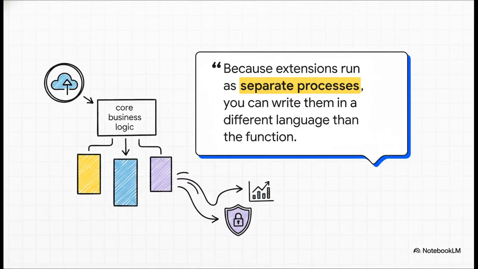And this quote from the AWS docs just perfectly sums up the flexibility you get. Because extensions run as separate processes, you can write them in a different language than the function. Just think about that. Your main function could be written in Python, but you could write a super high-performance telemetry extension in Go or Rust. It's an incredible amount of power.